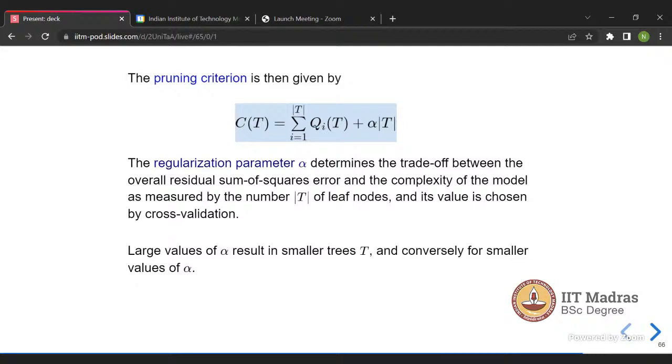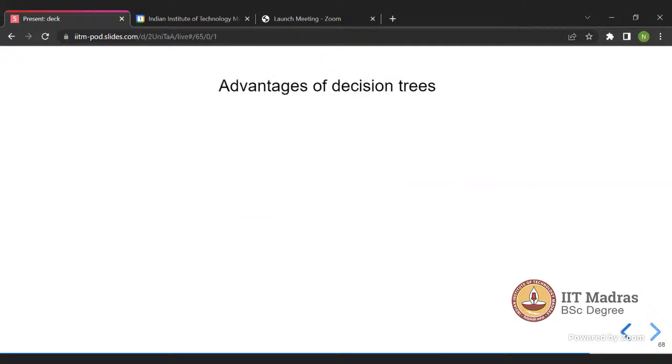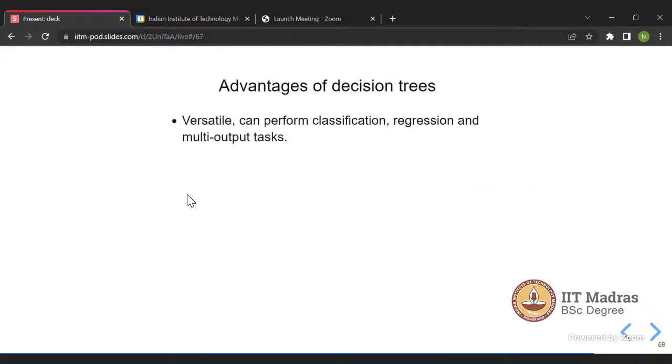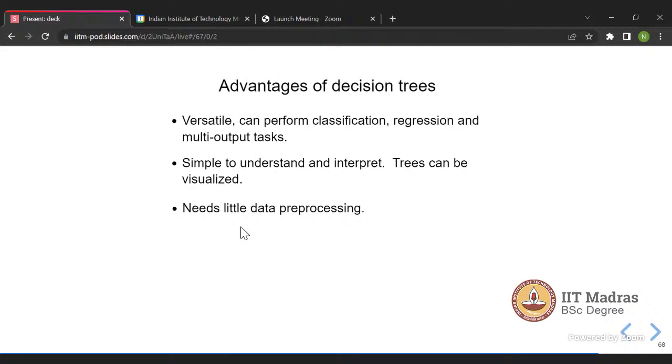Okay, so this is all about how to avoid overfitting in the decision tree. This is the advantage of the decision tree. Decision trees are very versatile. It means it can perform both classification and regression problems, and it is very easy to understand, interpret, and it can be visualized as well. And decision trees require very little data preprocessing. Remember, we haven't done any feature scaling.